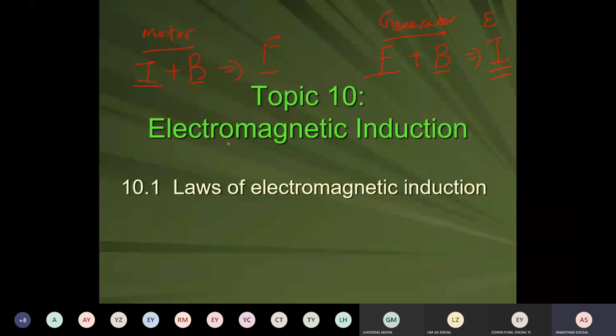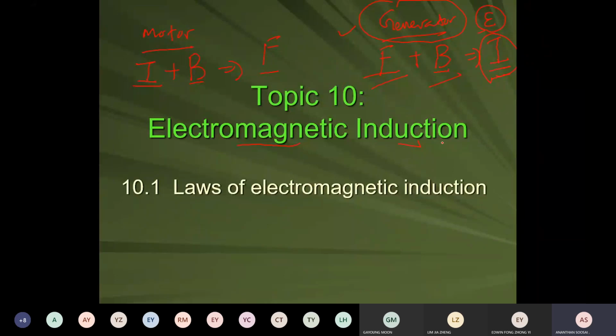So this topic 10, electromagnetic induction, is about generator. How do we produce current, or in other words, how do you produce voltage? By using force and magnetic field strength. I believe in your early studies you learned about generator, but we're going to study it in depth now. This is called electromagnetic induction.